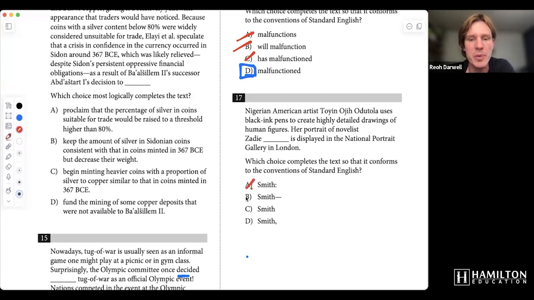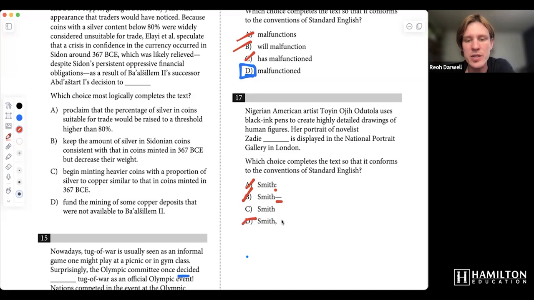So A and B would both be doing the same thing here. They both would be creating an elaboration. But remember, before any colon or any dash that's functioning as an elaboration, so dashes have more than one function, but in this particular function, everything before that punctuation mark needs to be an independent clause. And does this sound like an independent clause? I quote, "Her portrait of novelist Zadie Smith." No, that doesn't sound like an independent clause. That's why we can get rid of A and B.